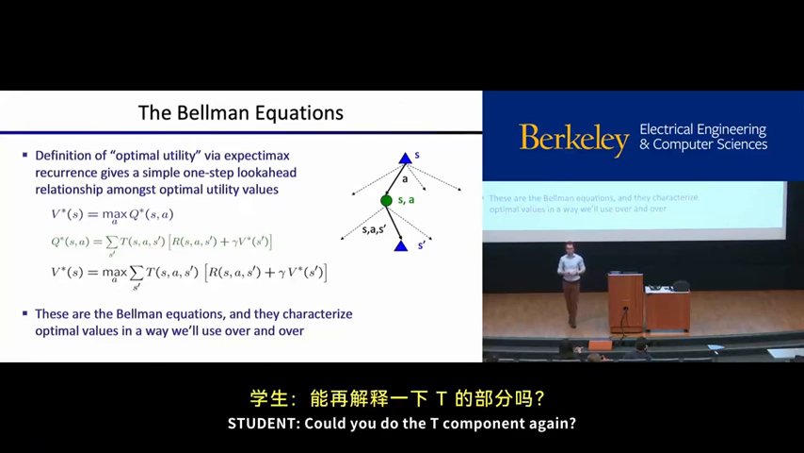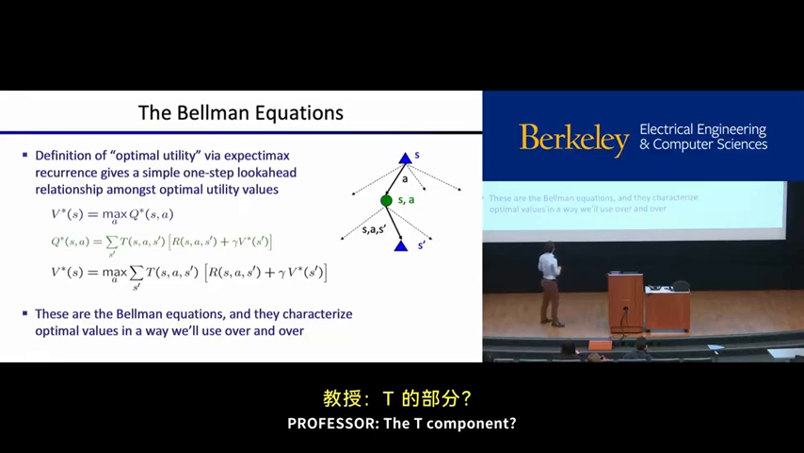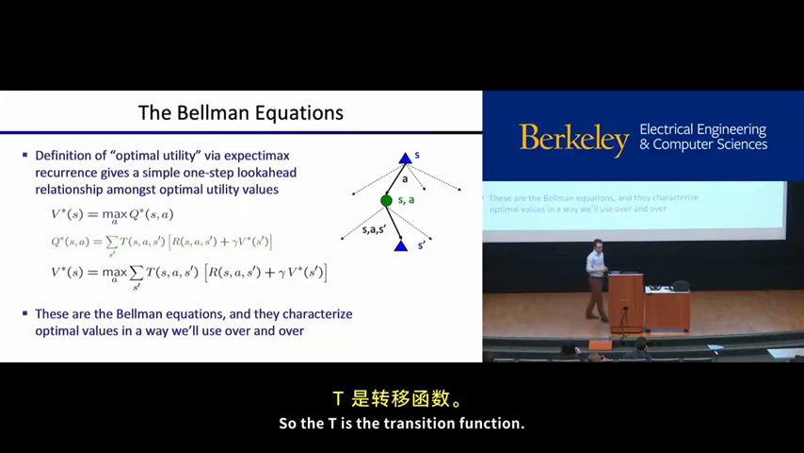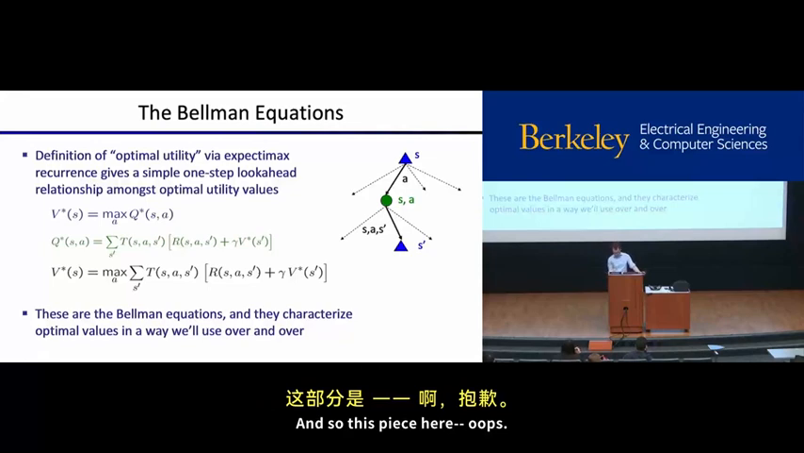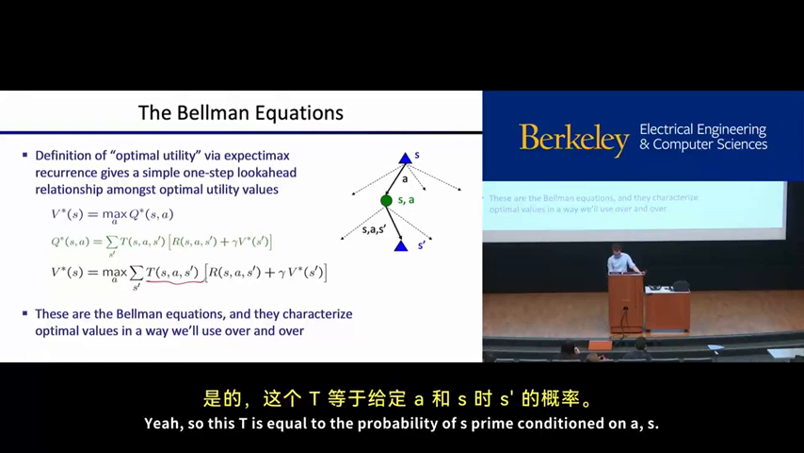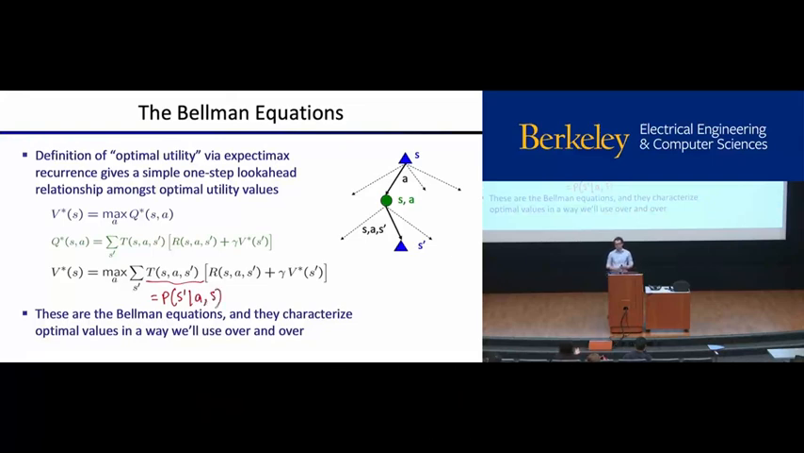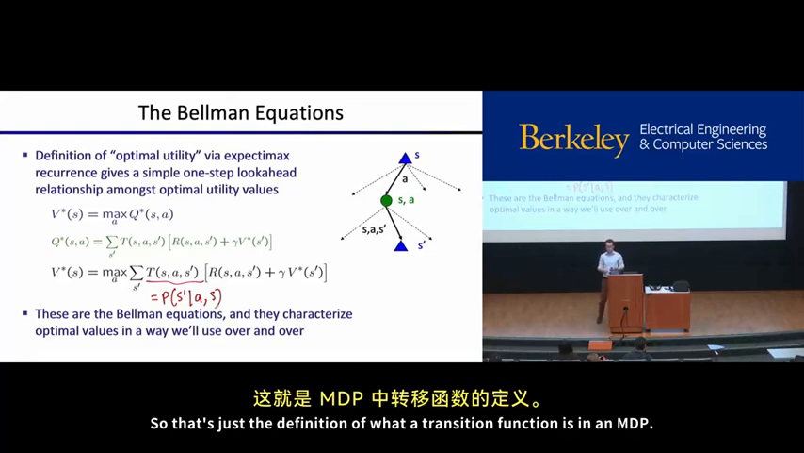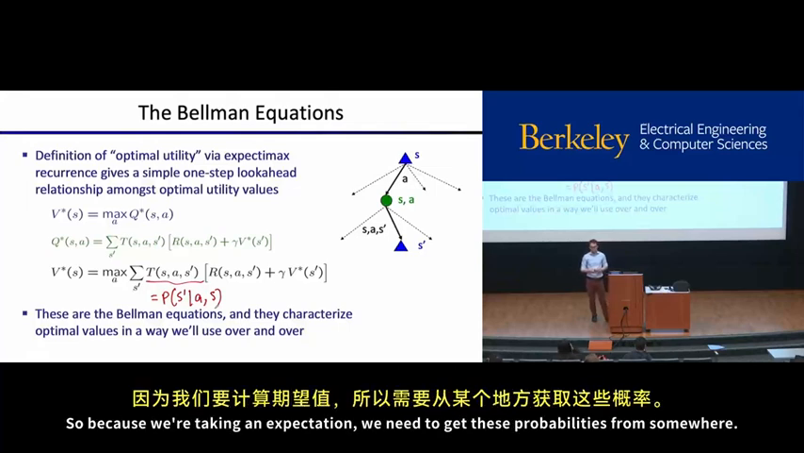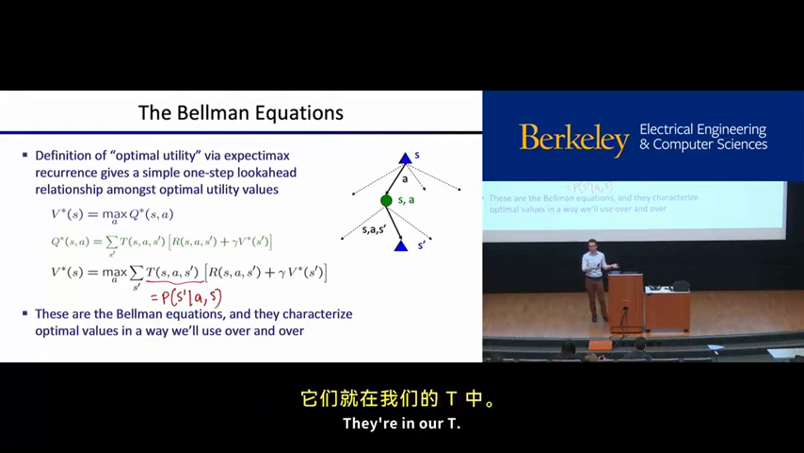Yes? The T component? So the T is the transition function, and so this T is equal to the probability of S prime conditioned on A S. Right? So that's just the definition of what a transition function is in an MDP. Because we're taking an expectation, we need to get these probabilities from somewhere, and it turns out we already wrote them down. They're in our T.